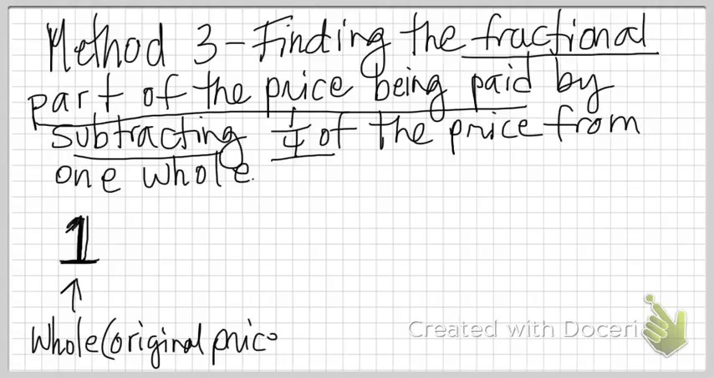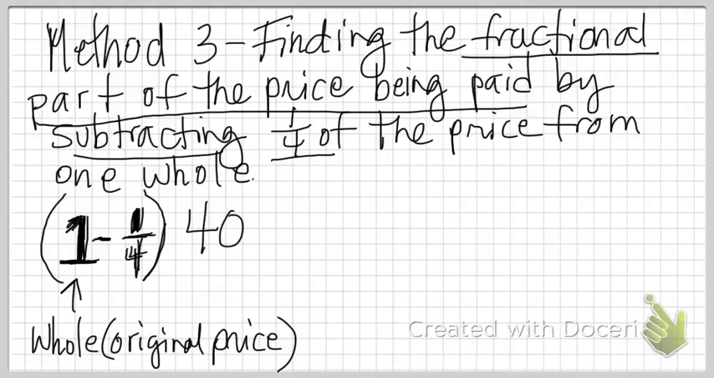Now again, we don't have any dollar amount here. We're just using the fractional portion. Now we are going to subtract 1/4 from that, because we're going to pay 1/4 less. So we're going to take 1, which is the whole price, and subtract away 1/4 of that. And this whole part here is then going to be multiplied by 40, which is the price itself.